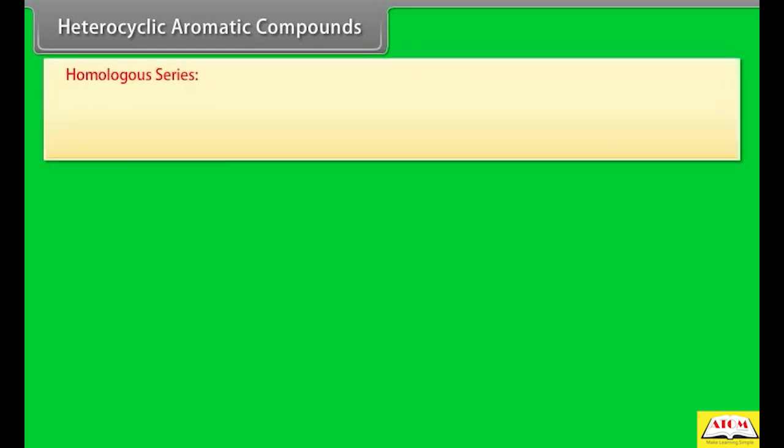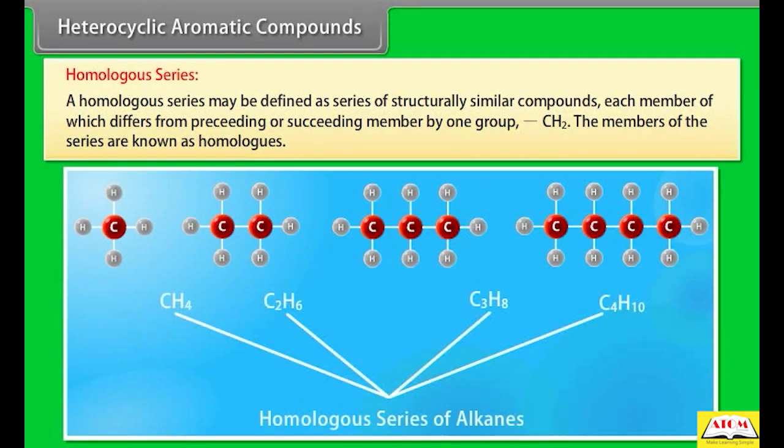Homologous series. A homologous series may be defined as a series of structurally similar compounds, each member of which differs from preceding or succeeding member by one group, CH2. The members of the series are known as homologs.